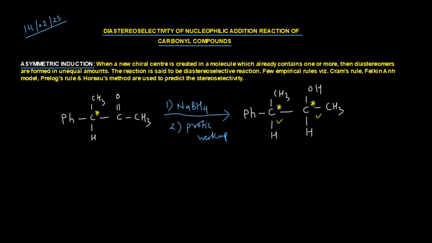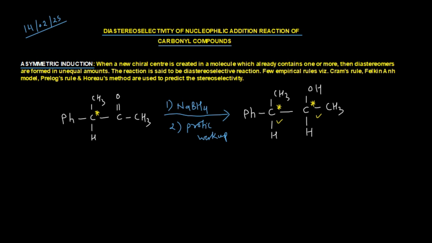So moving further, in this particular class I will only discuss Cram's rule. I will discuss Cram's rule in pretty much detail, and in subsequent classes I'll also explain the Felkin-Anh model, Prelog's rule, and Horeau's method. First of all you should know how to draw the Newman projections of these carbonyl compounds. It is very, very important. So I'm just giving you an example of how we can draw.